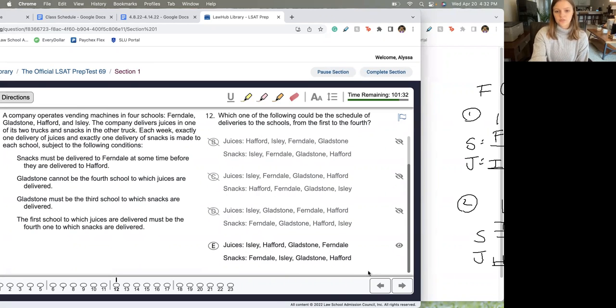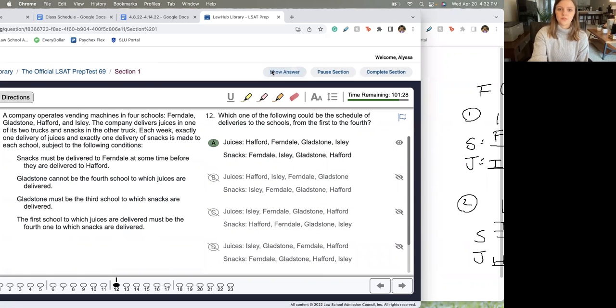So first juice, last snack, they're not the same. I can eliminate that. So my answer choice is going to be A.